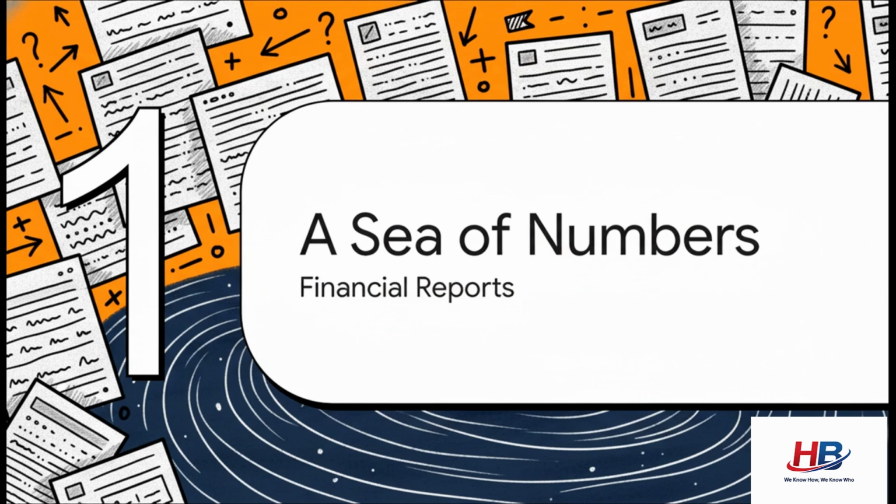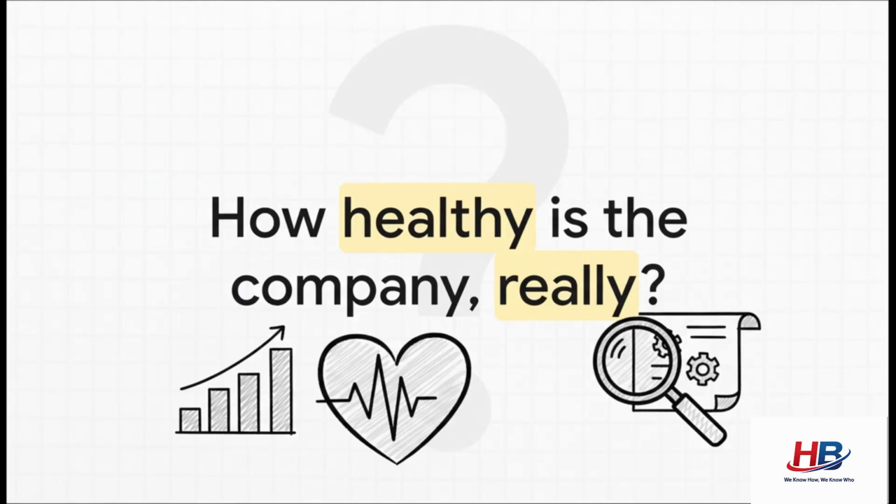Pages and pages of tables, charts, and figures. It honestly feels like you're drowning in a sea of numbers, and you have no idea what any of it means for how the company is actually doing. And that's the big question, isn't it? I mean, you can see the revenue, you see the profit, you see the assets, but those are just numbers on a page. How do you really take the pulse of the business and figure out how healthy it is?